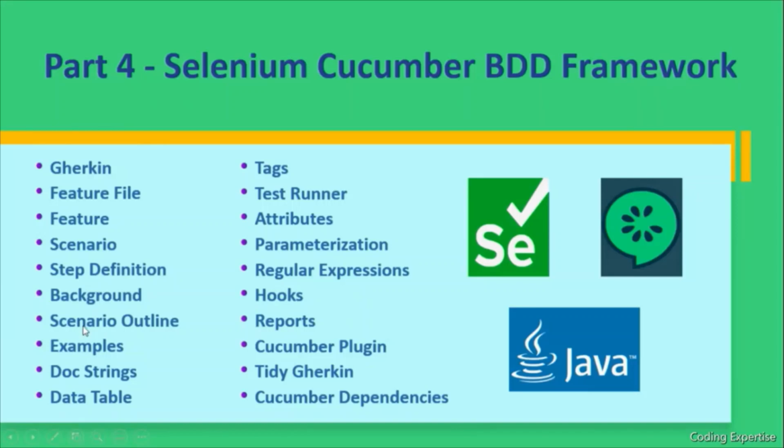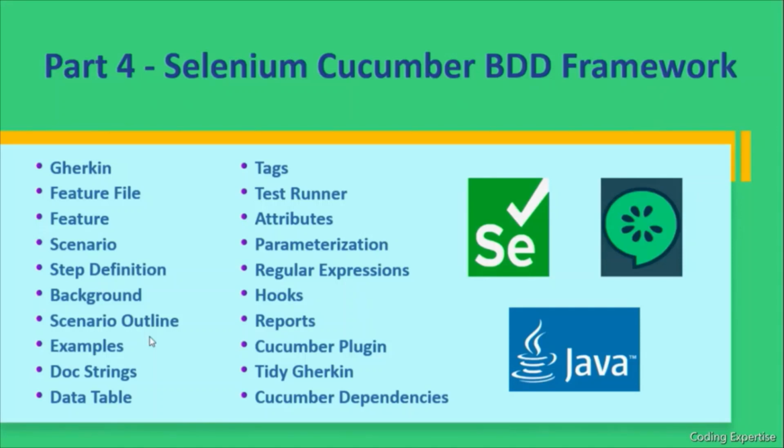The next one is scenario outline. It is basically a keyword. It helps to run the same scenario multiple times with different combinations of data. It's like a data provider in TestNG. Let's see what is examples keyword. This is to specify values for each parameter used in the scenario. Scenario outline must always be followed by this examples keyword.